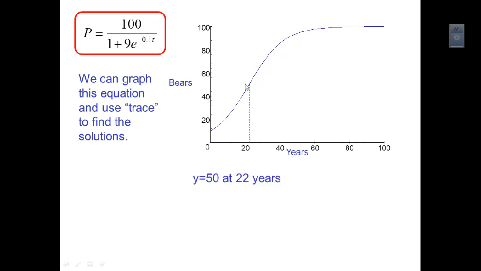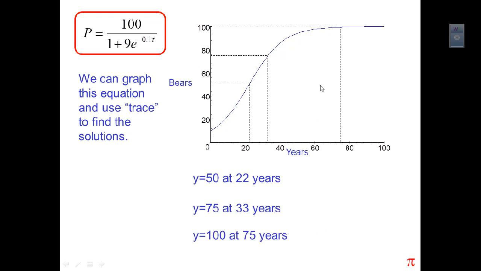So we're going to have 50 bears at 22 years. And yes, I did everything backwards when I just pointed that out on this thing over here. We're going to have 75 bears at 33 years. We're going to have 100 bears at 75 years. And at that point, it's actually not going to be 100. It's going to be 99.5. That's the first place that it actually goes to where it's going to round up to 100.